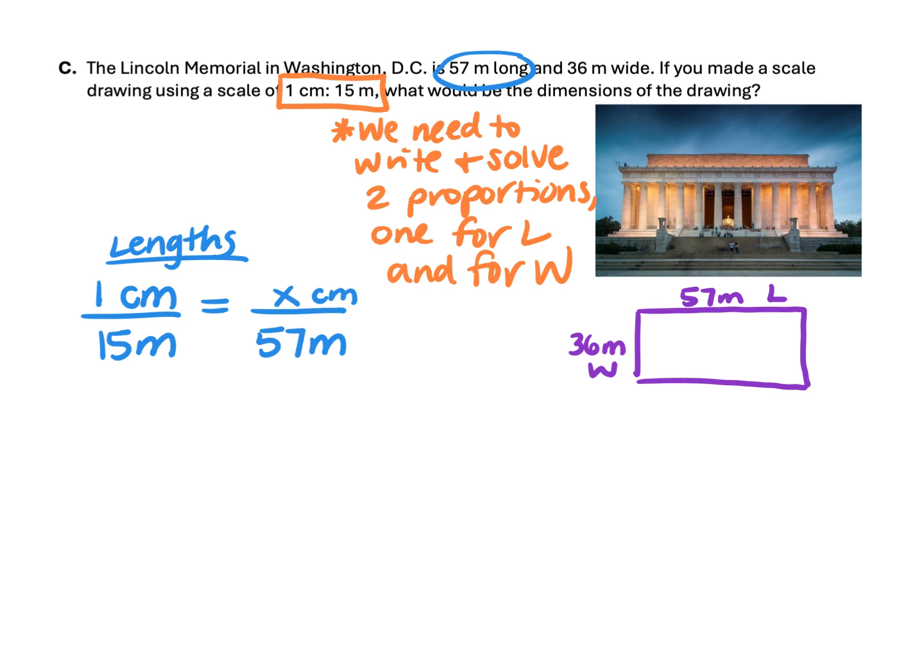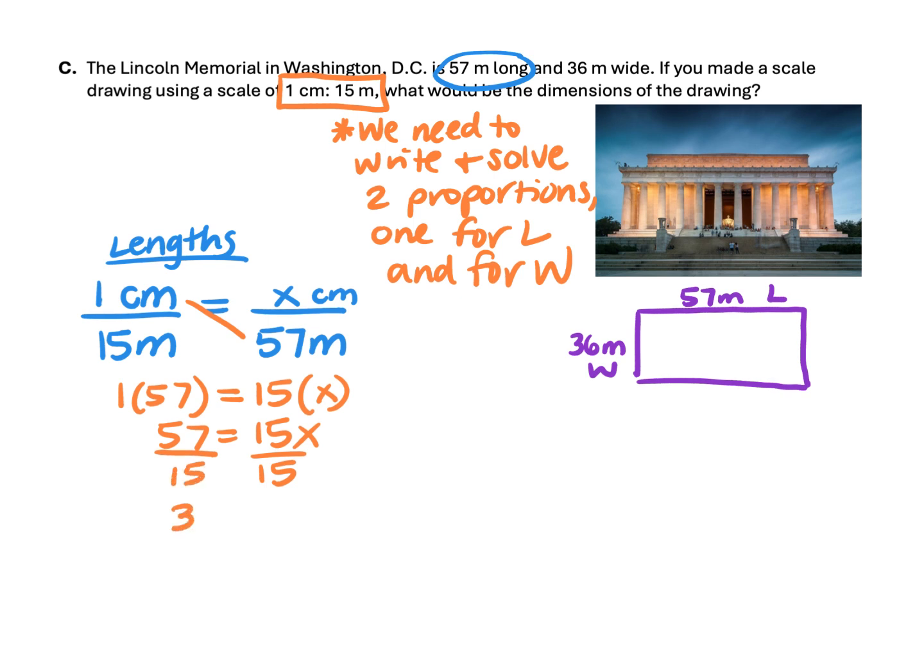Now we can just go ahead and do our cross products. 1 times 57 equals 15 times x. That's 57 equals 15x. Divide by 15. And when you put that into your calculator, it is 3.8. So 3.8 is my x, and my x corresponds with the length. So my length is 3.8.